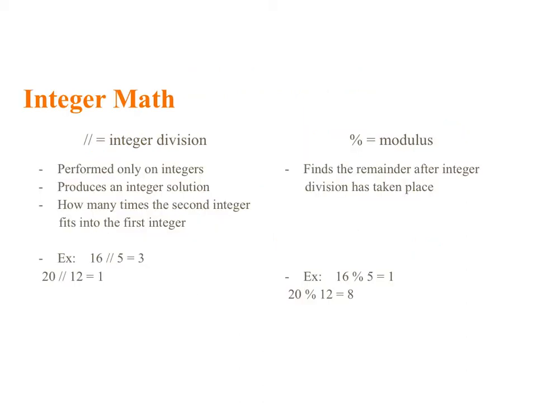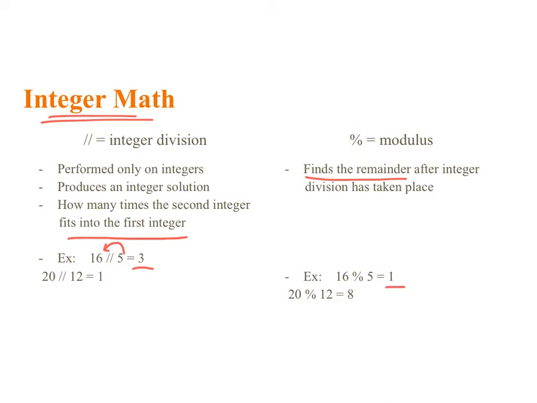If you are someone who wants some formal notes, this is where I jotted down what we talked about on the previous slide. This is only performed on integers. Integer division finds how many times the second number fits into the first number, and then the modulus finds the remainder after integer division has taken place. I have 2 more examples here. 5 goes into 16 a total of 3 times, and the modulus shows you the remainder of 1.